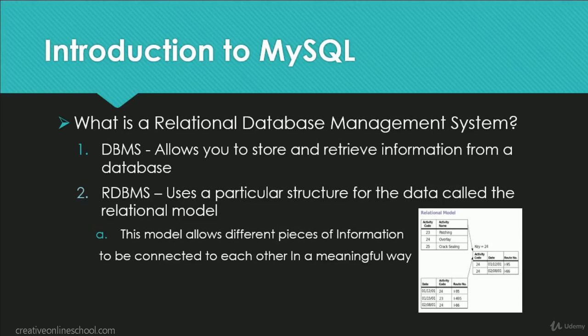However, you can only pull out what you put in. Now, a relational database management system does the same thing, but it uses a particular structure for storing the data called the relational model. This model allows different pieces of information to connect to each other in a meaningful way. For example, if you look at the image on the right, you can see that there are 2 different sections of information. But despite these being stored separately, you can produce a combined section of the information. This is possible because both sets of information have something in common, the activity code. That commonality is what relates them. And storing information with those commonalities is what makes the database relational.